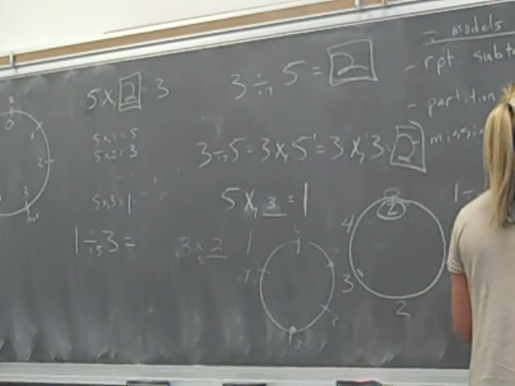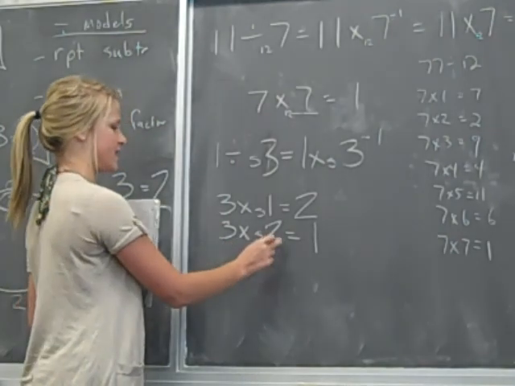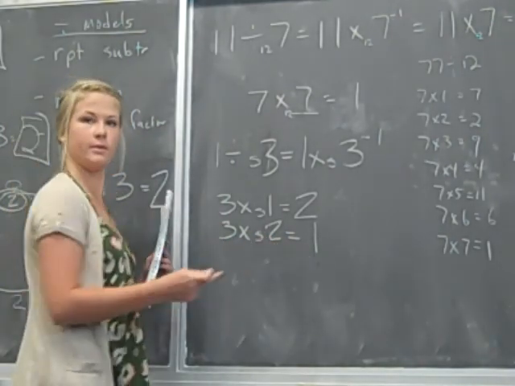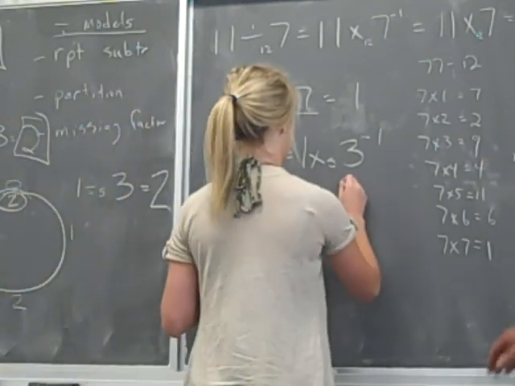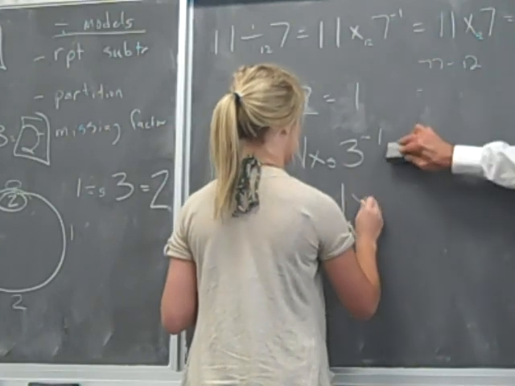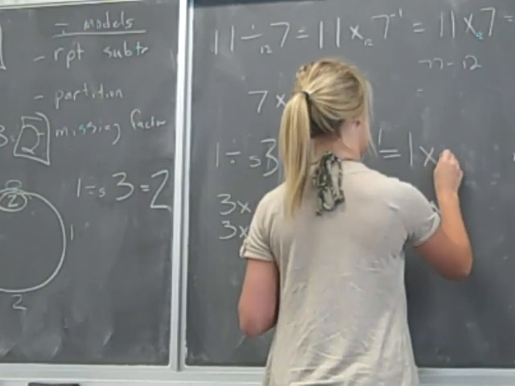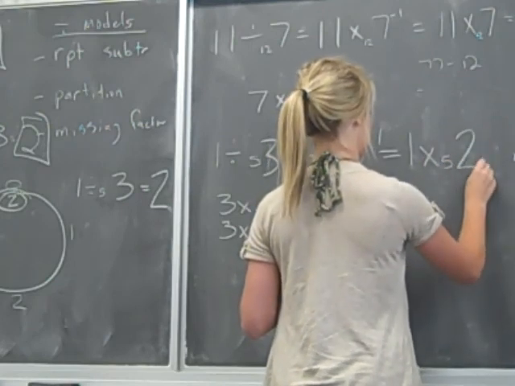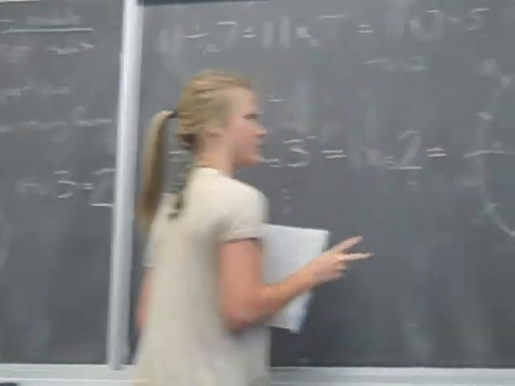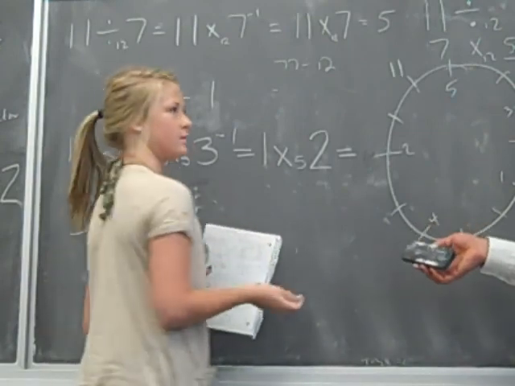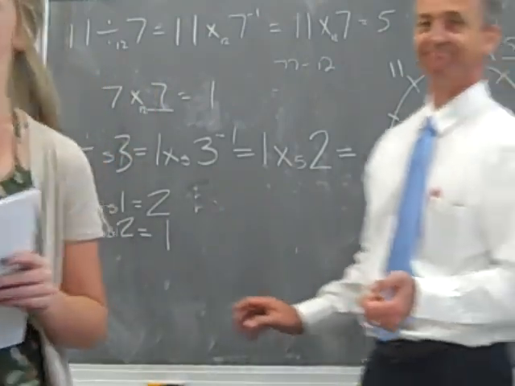Because 3 times 2 is 6, 6 minus 5 is 1. Okay, so now keep going. That's my inverse, the 2. So come up here, just rewrite this here. Put equals 1, times the inverse of 3 we found, which is 2. So 1 times 2 is 2. You divide by 5, write the remainder, 2. It's the same every time. So I did the inverse part, right?